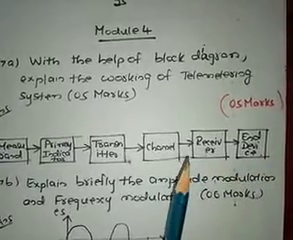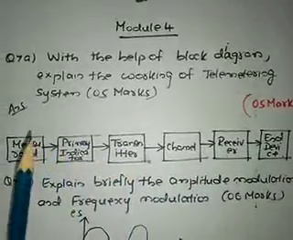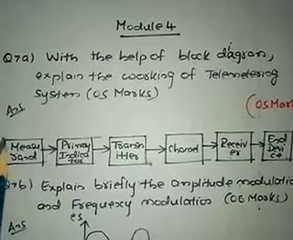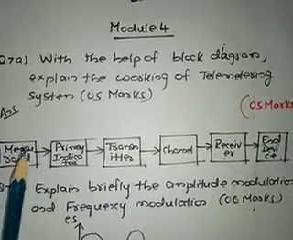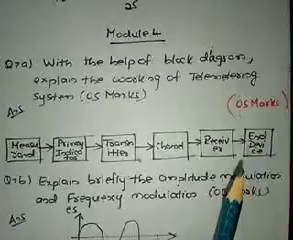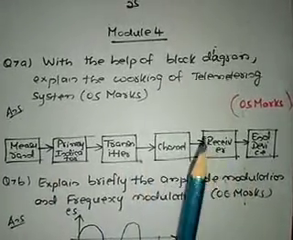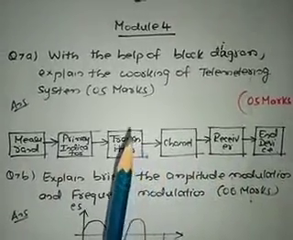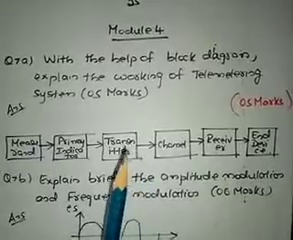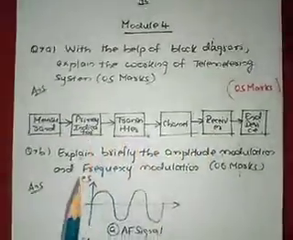So like this, the different blocks of the telemetering system function in order to transmit the signal that we want to transmit from the transmitting end to the receiving end. The block diagram carries 2 marks and the working explanation carries 3 marks. In total it is a 5 marks question.